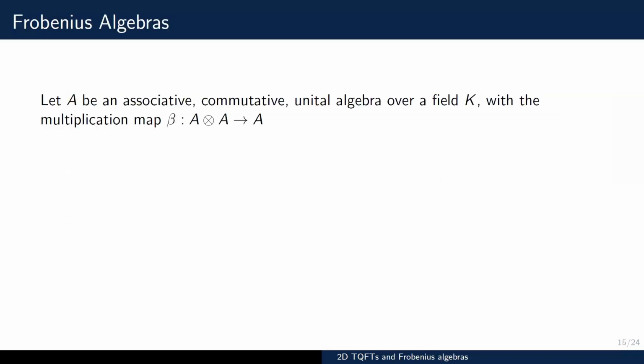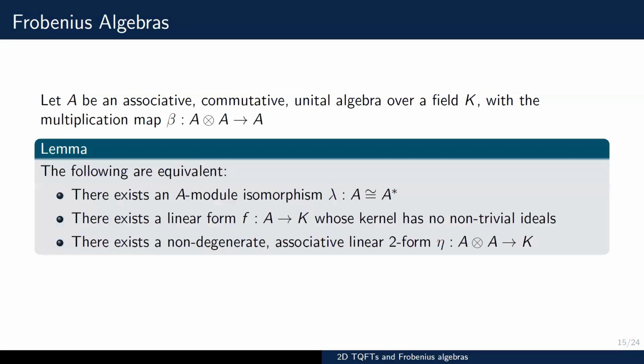Next, we move to the second part of our presentation where we describe Frobenius algebras. So here, to start with, we consider just an associative commutative algebra with a unit over a field K, and we have this multiplication map. In this case, we have the following lemma, that 3 statements are equivalent.